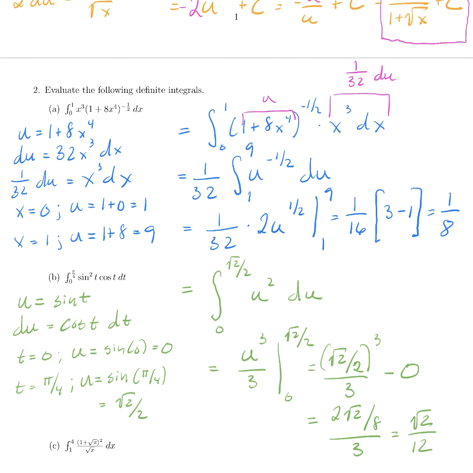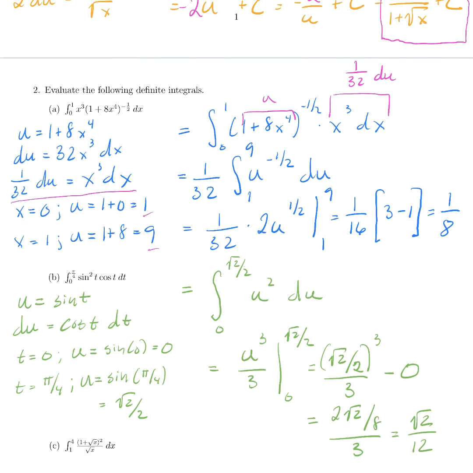We have an x cubed to work with, which is nice, but when we take the derivative, we have 32x cubed. So here we multiply by 1/32. And then, as I suggested in the introduction activity, always change our limits of integration. So when x is 0, u is 1 plus 0, or 1, and when x is 1, u is 1 plus 8, or 9. So my new limits of integration are a new lower limit of 1 and a new upper limit of 9. And when I make the substitution, the 1/32 comes out in front.